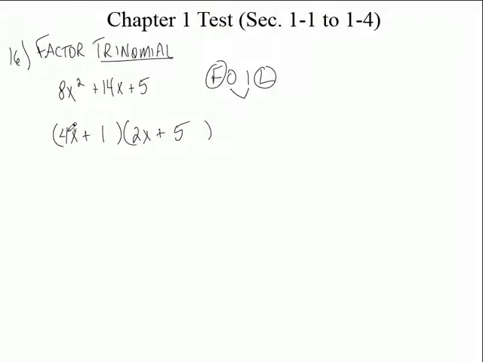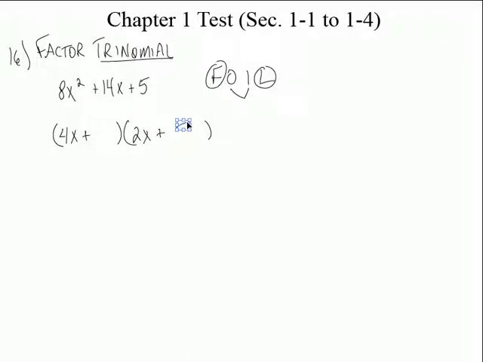Let's take the outsides. That would be what? 20x. Let's take the inside, which would be 2. 20 plus 2 is 22. Is that 14? Nope, it's not. So that doesn't work. So I've got to try something else. I'm okay with the 4 and 2. Let's just try the 1 and the 5.